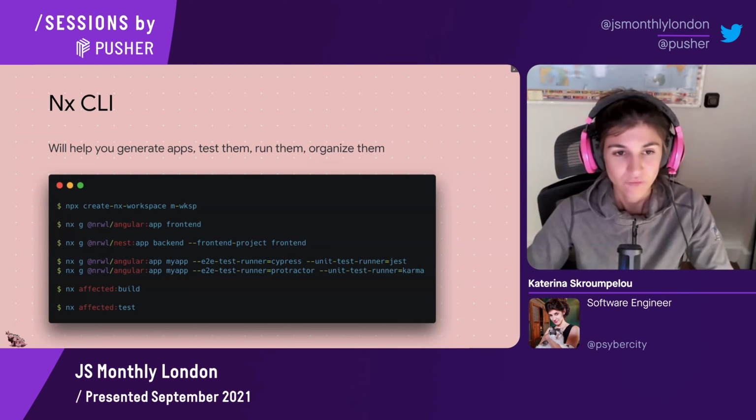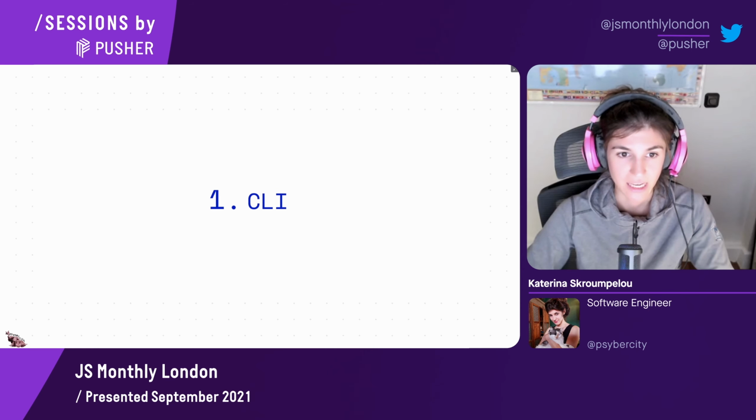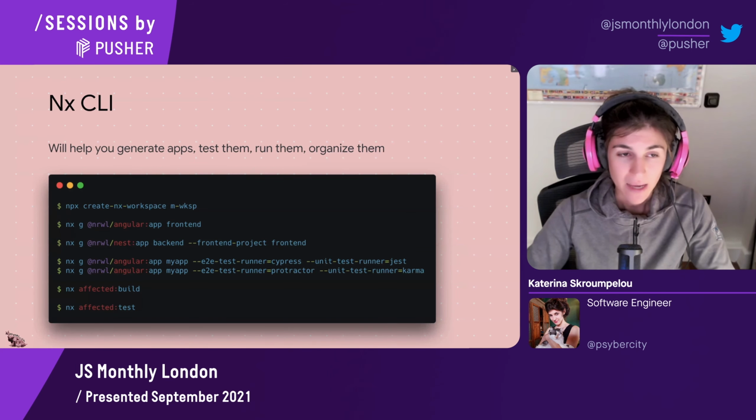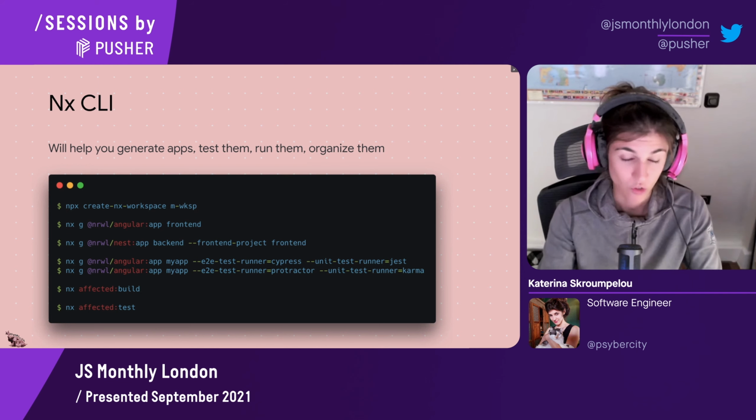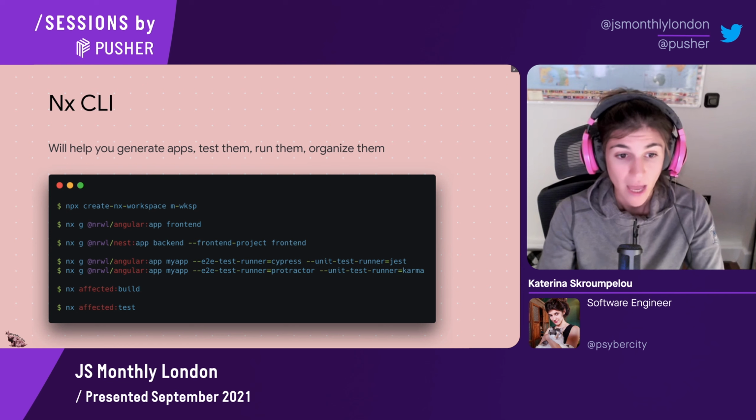Let's see. First of all, NX offers the NX CLI. The NX CLI will help you generate apps. It will help you test them, run them, or organize them. You get commands like create-nx-workspace, which will just generate a workspace for you. And in that workspace, you can generate applications, you can generate libraries, and you can import and export. You can export these applications and build them, but you can also import each application into the other. So it also works as a good monorepo tool.